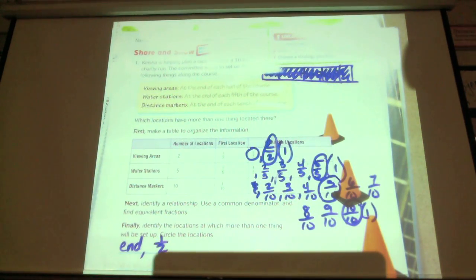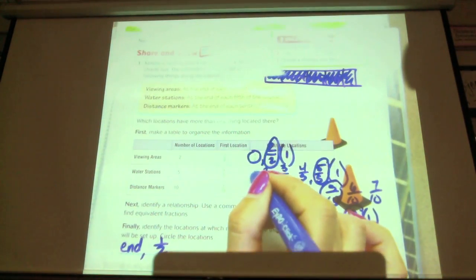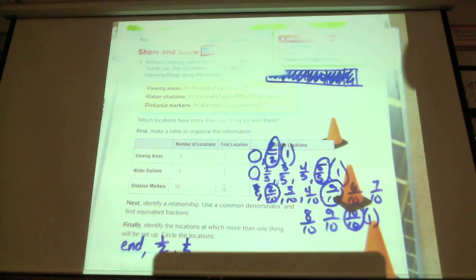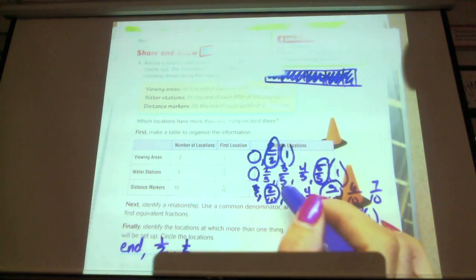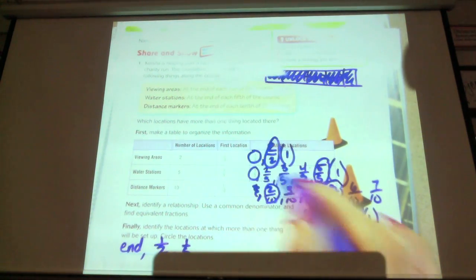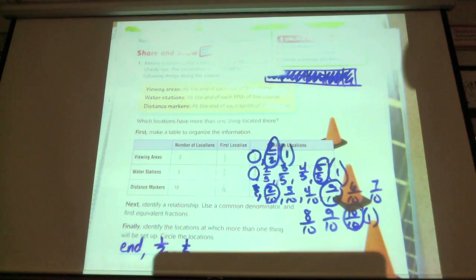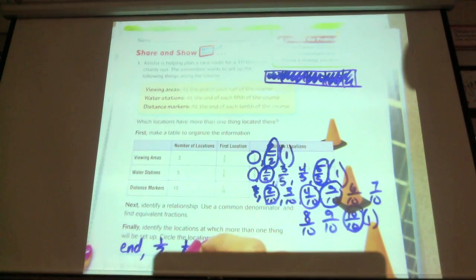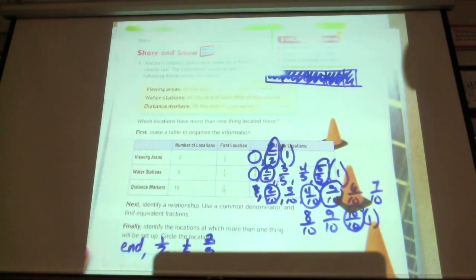What about 2/10? Yes. That is actually equivalent to 1/5. So at the 1/5, we are also going to have 2 markers. What about the 2/5? Do you see any equivalent fractions to 2/5? Yes. Raise your hand when you find one, if you find one. Nicholas. 4/10 is equivalent to 2/5. So at the 2/5, we're also going to have some.